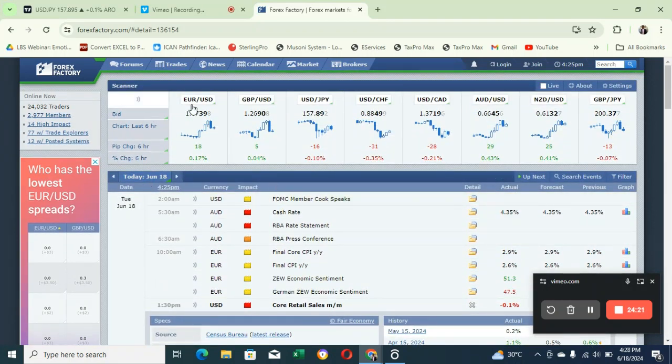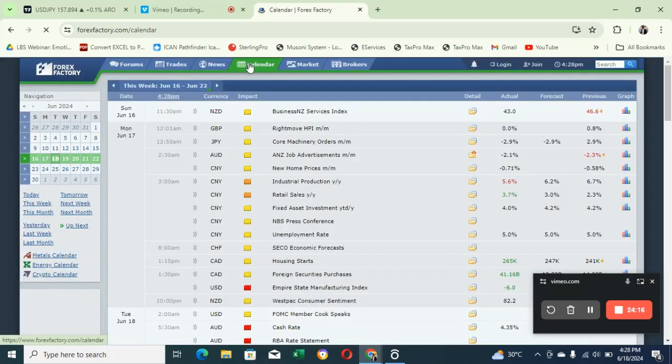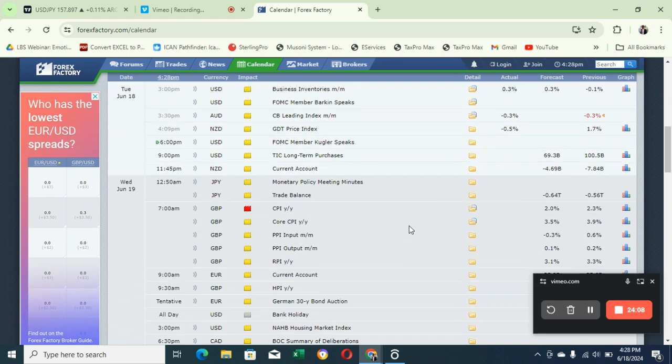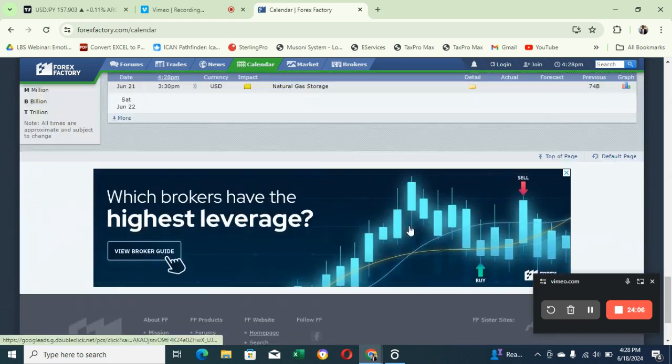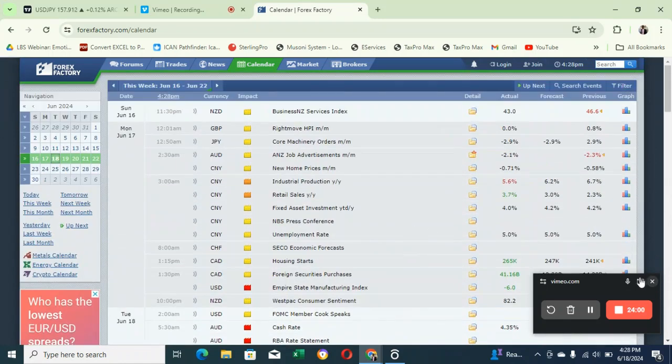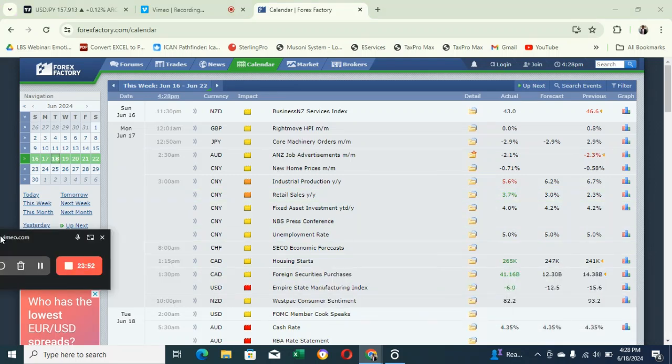So let me go to calendar so that we can shuffle around the news that may likely come up. This is the calendar for the whole week. This denotes all the events that are going to happen this particular week. These are events that may likely occur this week.